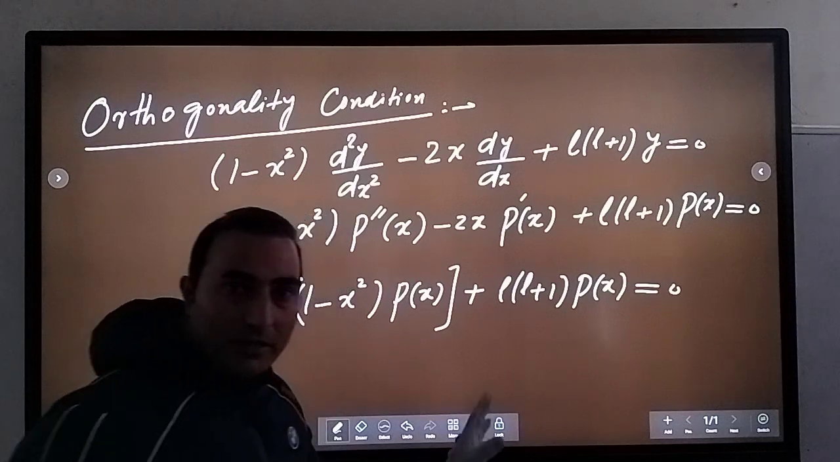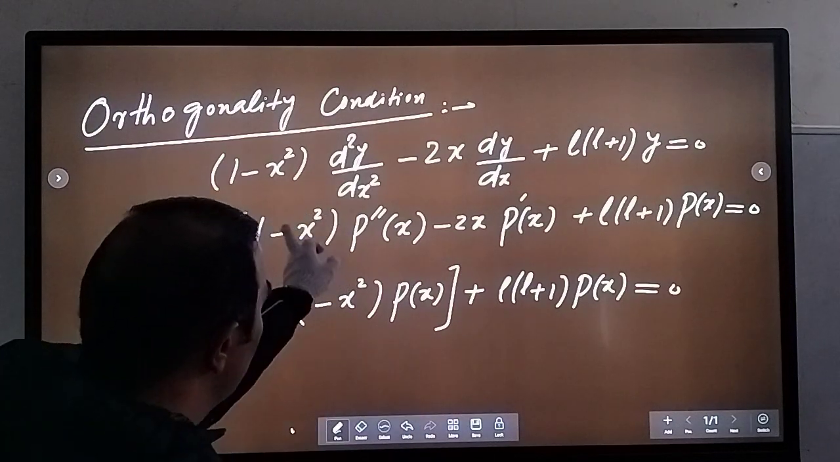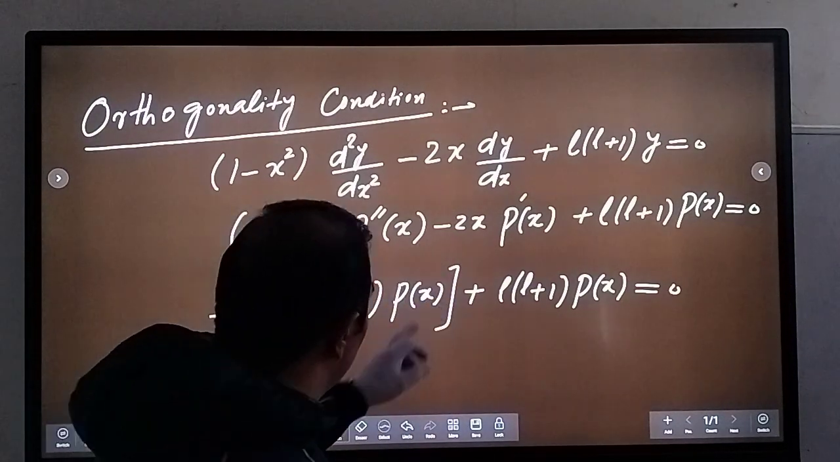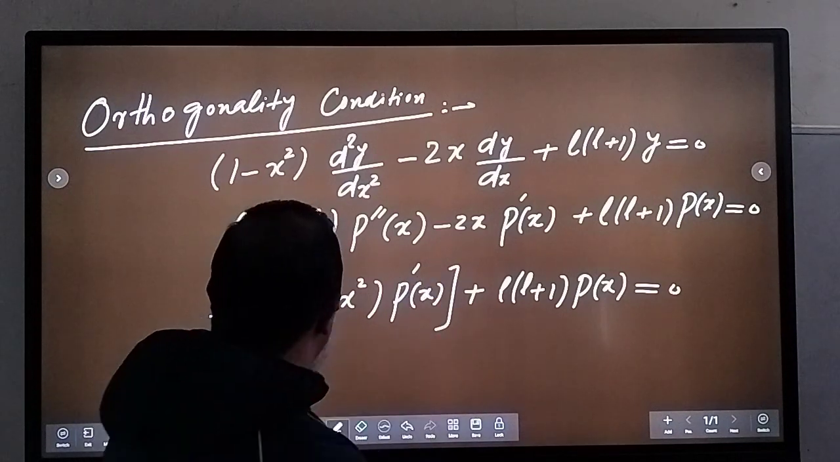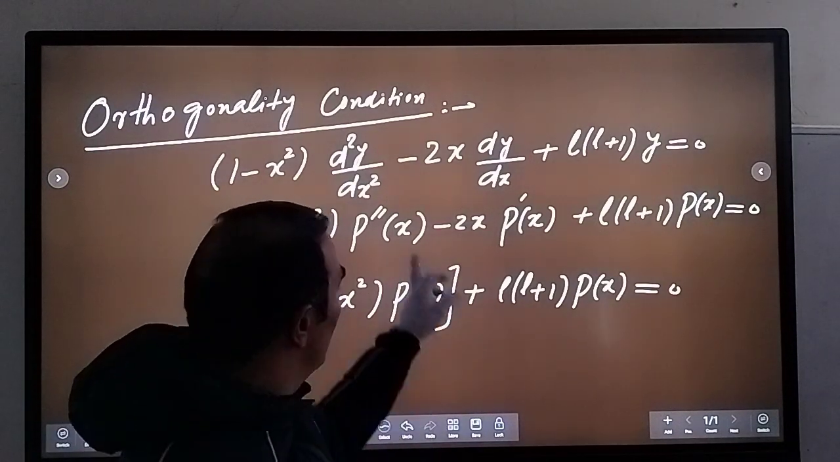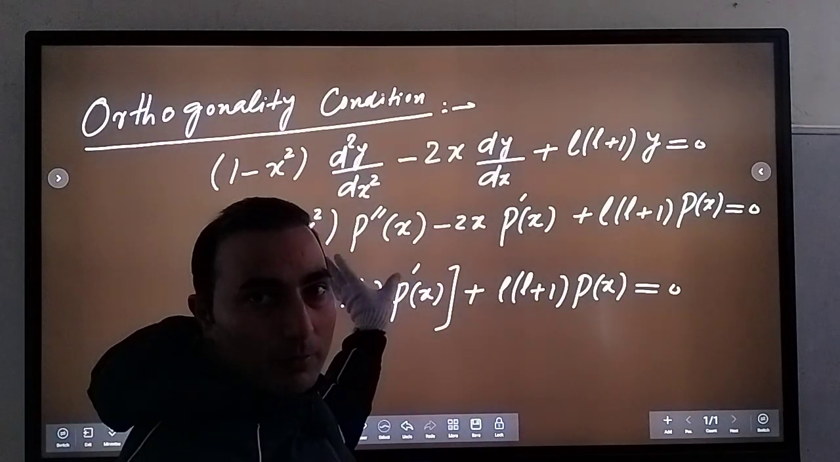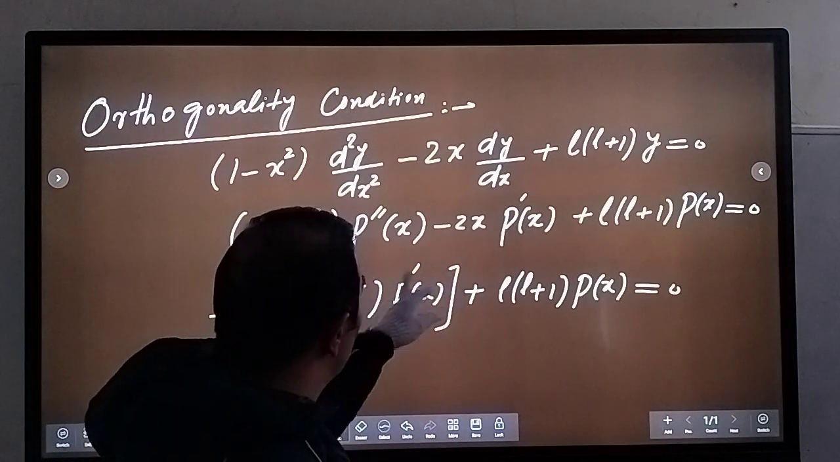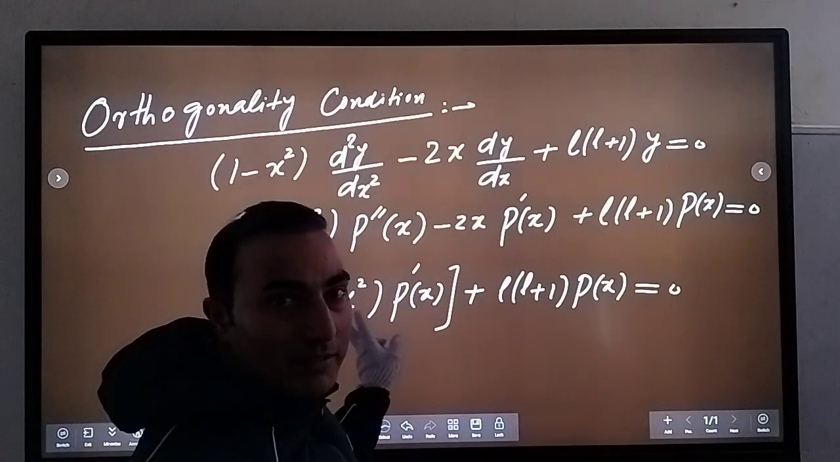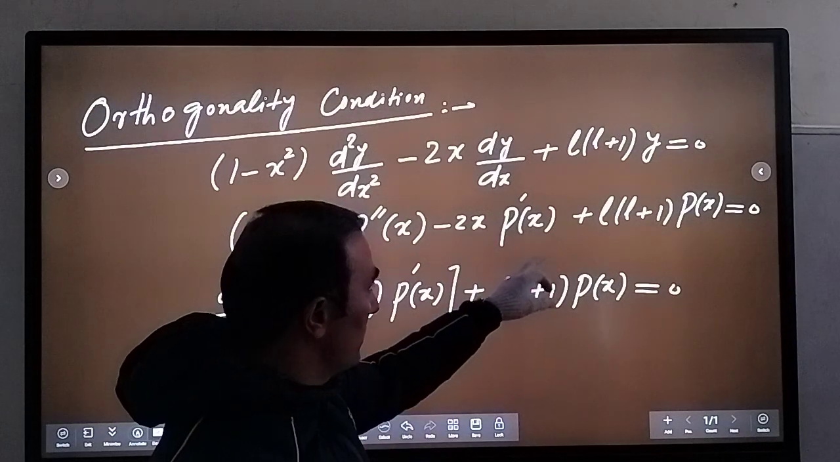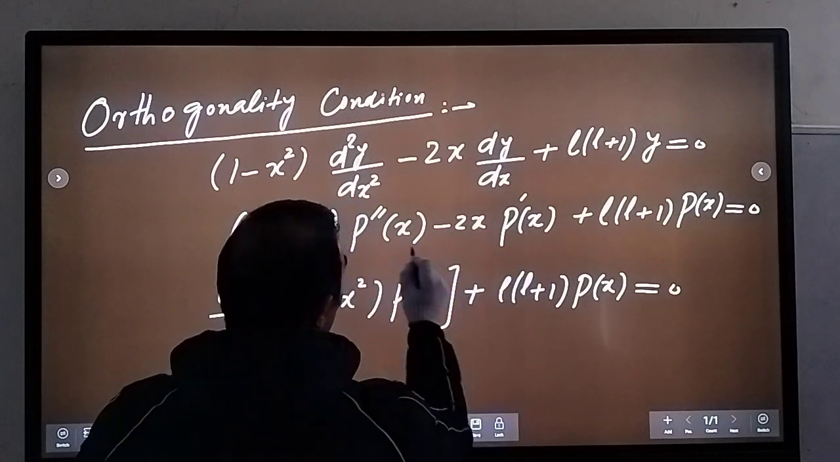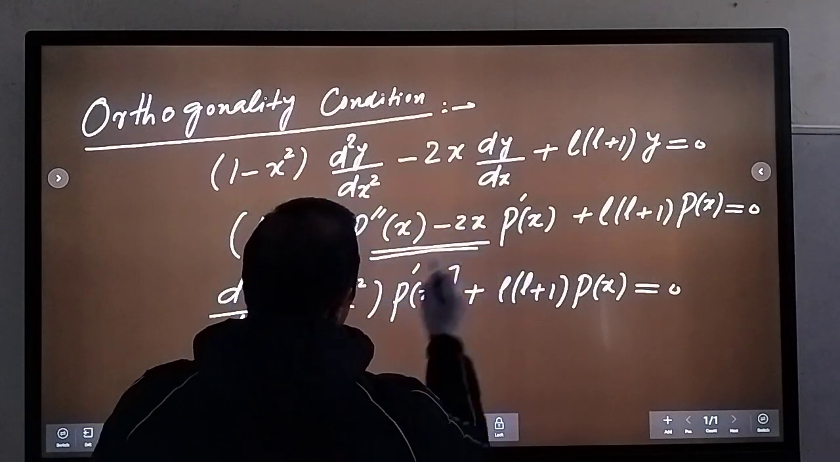So I can write it this way too, because when you differentiate this, you get p double dash of x times (1 minus x square) as it is, and for the second term, differentiating 1 minus x square gives minus 2x times p dash of x. So instead of these two terms I can write d by dx.